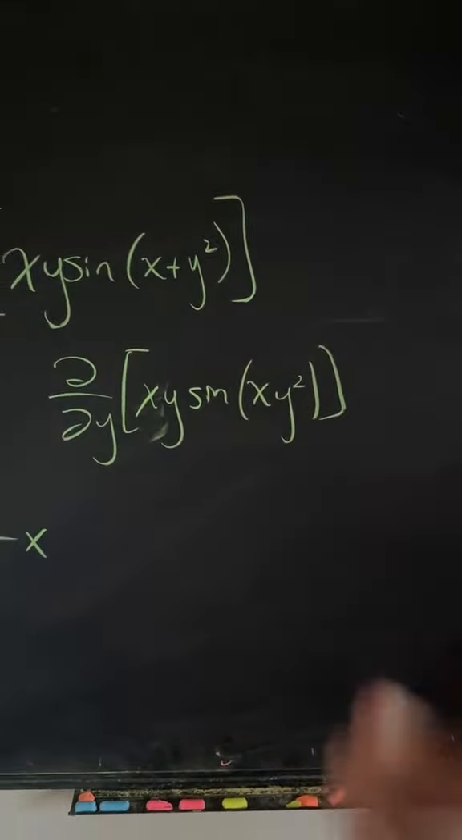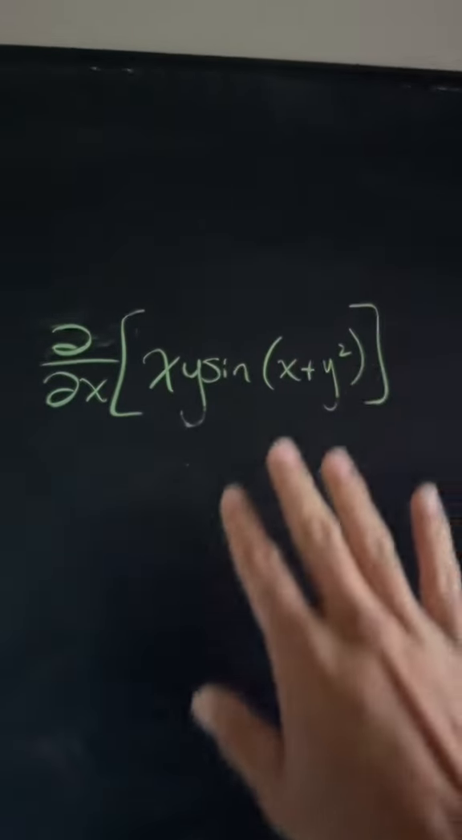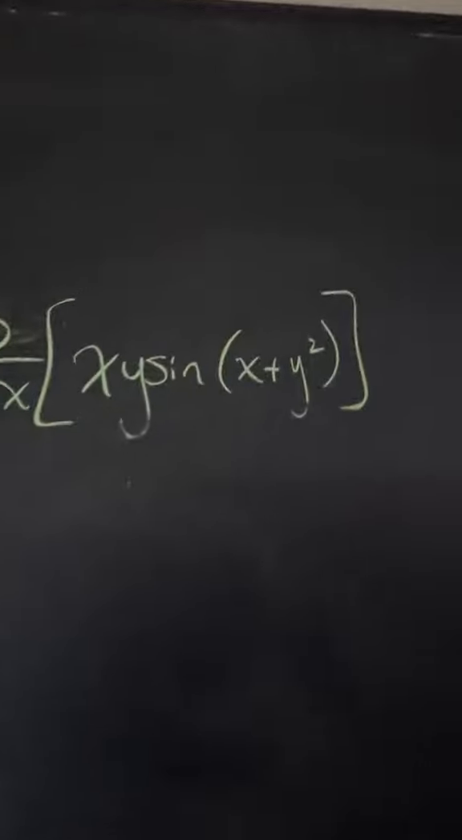And solving it is pretty simple. Whenever you're trying to take the partial derivative, in this case in terms of x, you're going to treat every other variable like a constant. So in this case, we're not going to really worry about y, we're going to treat it like a constant.